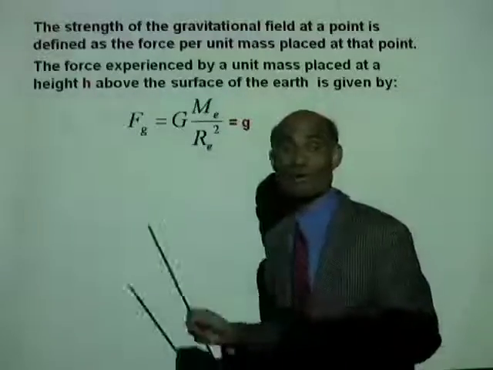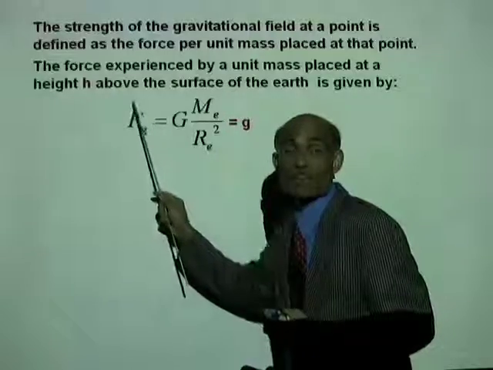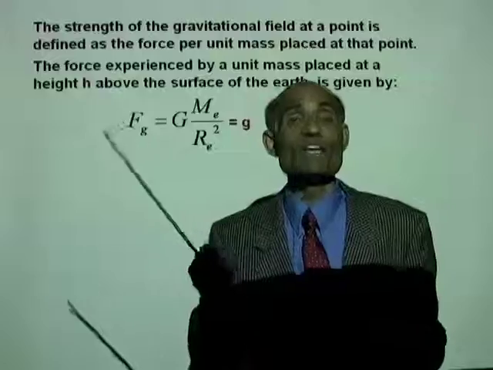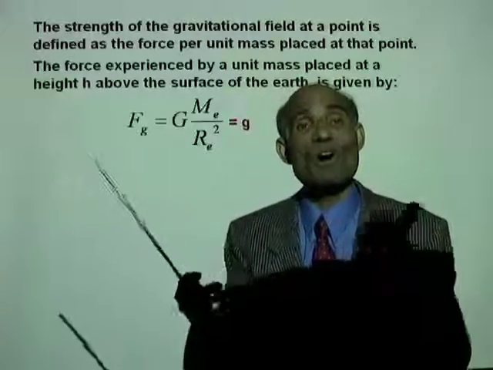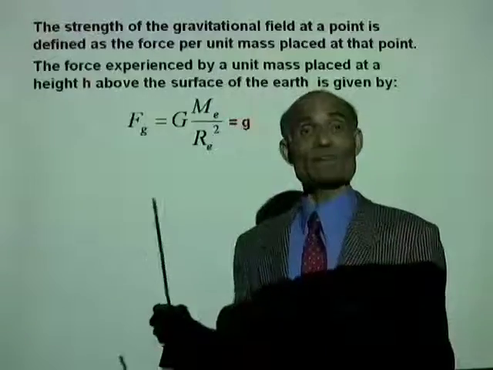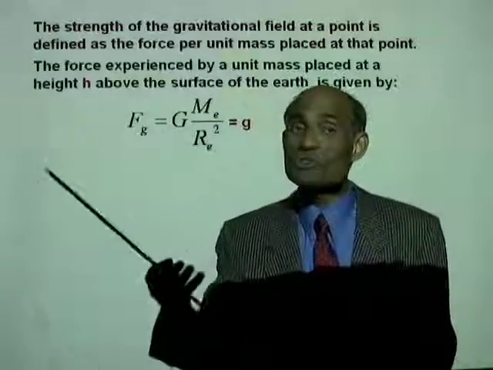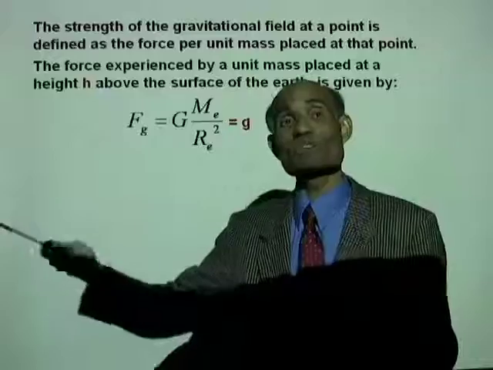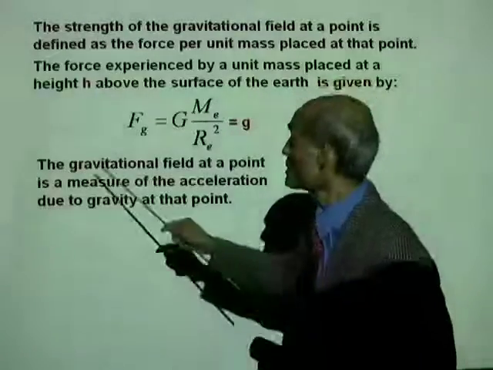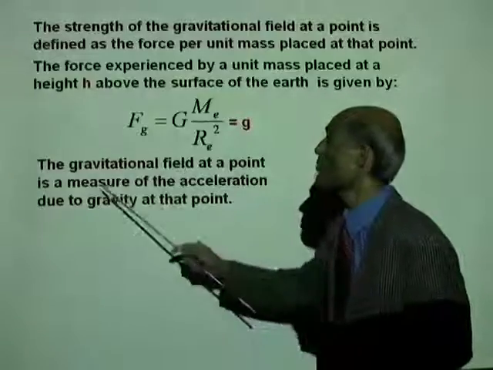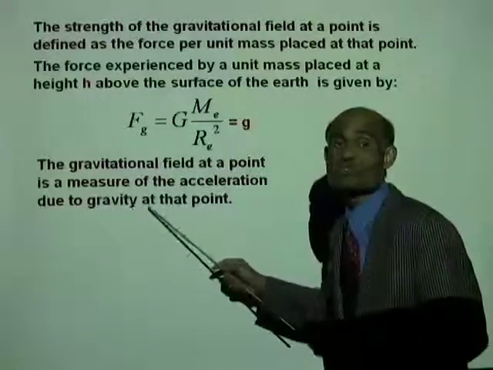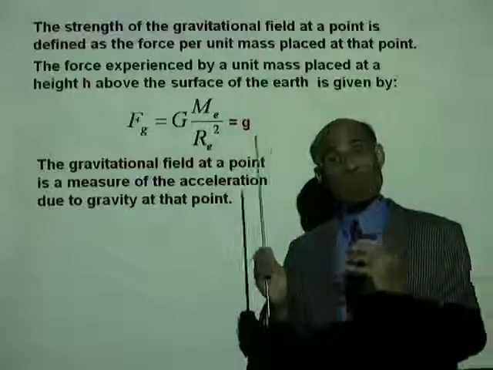And therefore, this is a very interesting phenomenon. The gravitational field at a point is simply a measure of the acceleration due to gravity at that point. You see how the unit, meter per second squared, now agrees with this definition? So the gravitational field at a point is a measure of the acceleration due to gravity at that point.